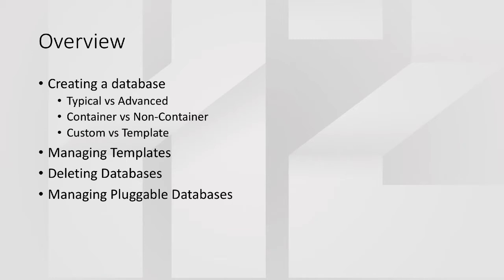Oracle provides two templates out of the box: OLTP and Data Warehouse. The OLTP template comes pre-configured for a transactional workload, whereas the Data Warehouse template is pre-configured for a data warehouse-like workload. Both typical and advanced methods give you the option to create a container database.